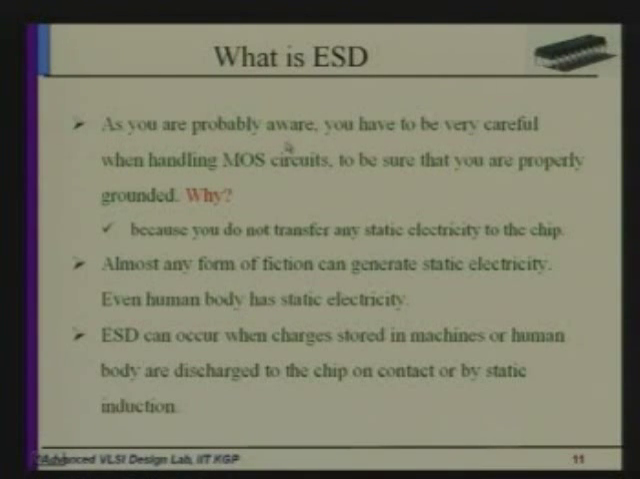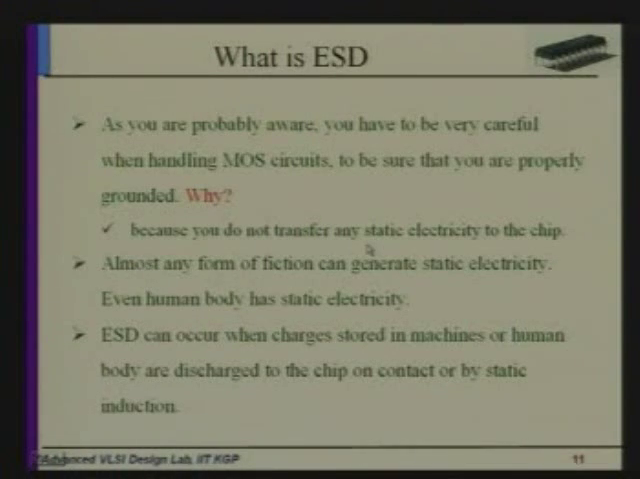As you are probably aware, you have to be very careful when handling MOS circuits to be sure that you are properly grounded, right? When you are handling some MOS IC, you can see a belt connected here and then connected to ground, because that is required for ESD protection. That proper grounding is needed so you do not transfer any static charge, because your body has a huge static charge. If you transfer that static charge, then ESD will happen.